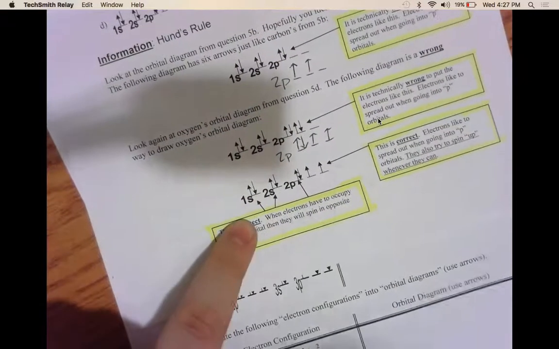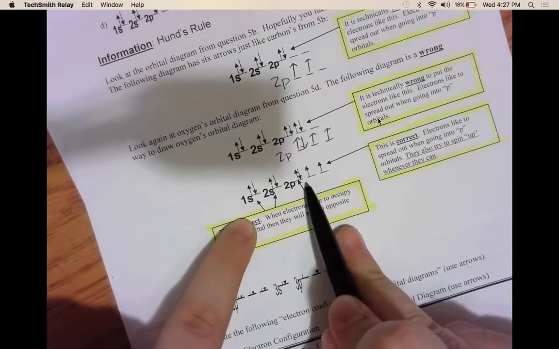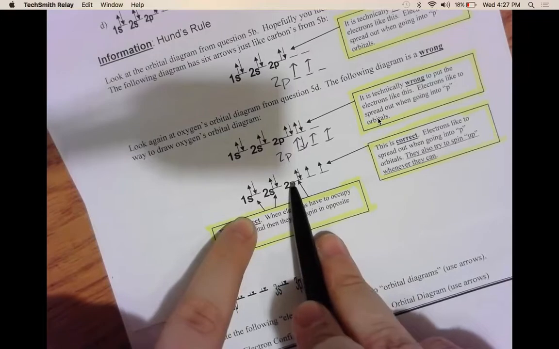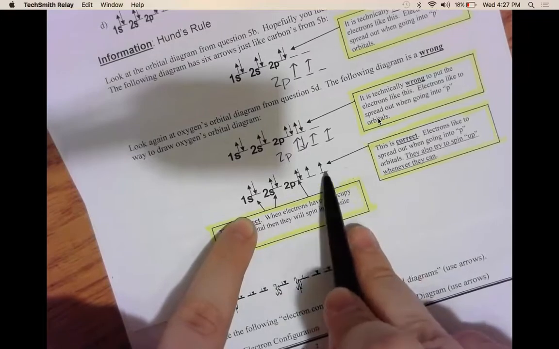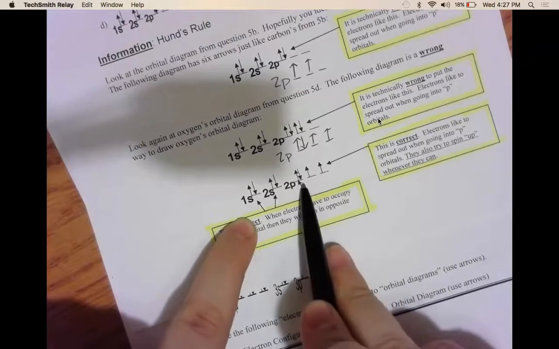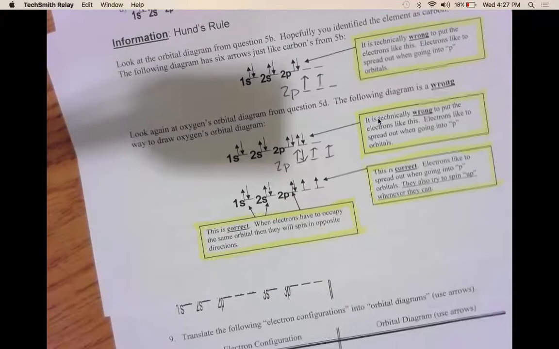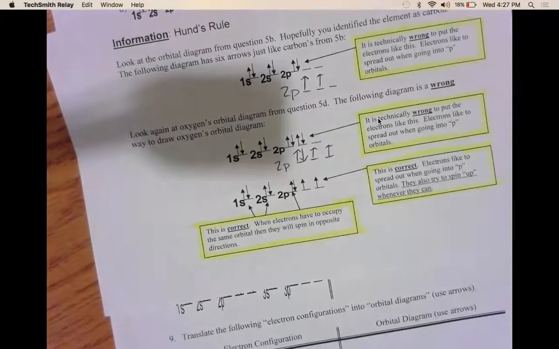So next, if we look at the last example, this last example is correct. The reason why this is correct is because all of the electrons are spread out if possible. The ones that are unpaired are spinning in the same direction. And then the two that are paired up are spinning in opposite directions. So this is how we use Hund's rule to make sure we separate our electrons if possible.